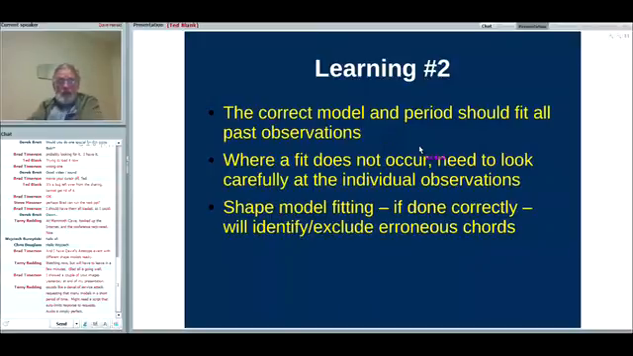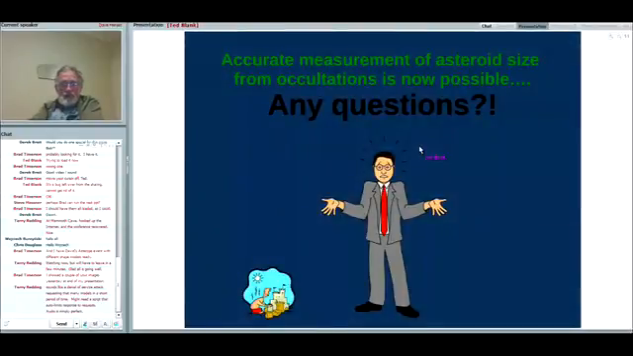And interestingly, shape model fitting, if done correctly, will identify and exclude erroneous chords, which is an issue if you're trying to derive asteroid diameters from a statistical treatment of our occultation chord lengths. You don't have an easy means of excluding erroneous chords, but they undoubtedly exist in our data. I would hesitate to put a number on how many occultation chords I think are significantly in error, but I would hazard a guess that it's almost certainly greater than 1%, but probably not much greater than 1%, but they're definitely there. And the last slide is a non-slide. That's my presentation. I'm happy to take questions.